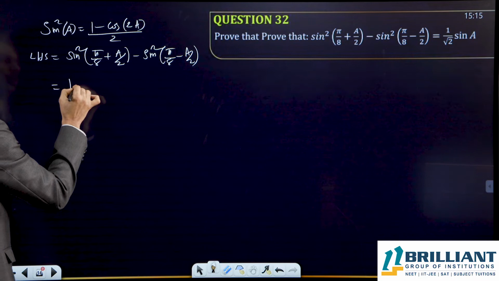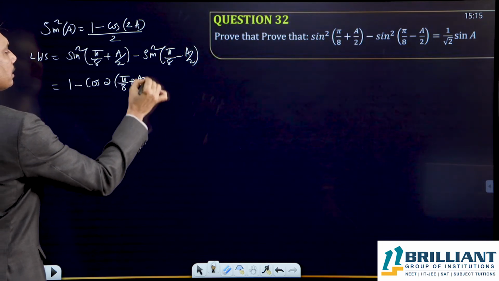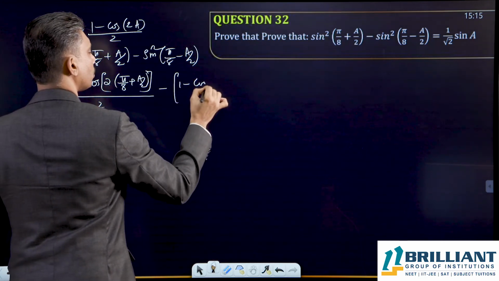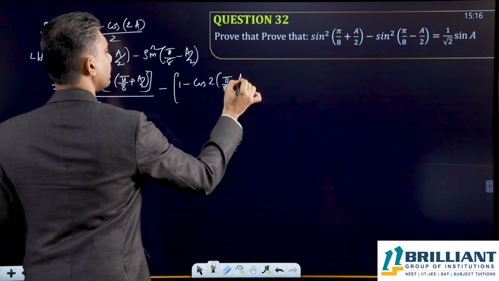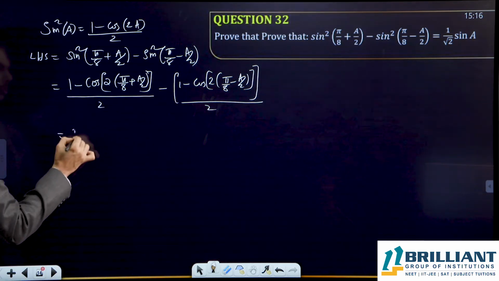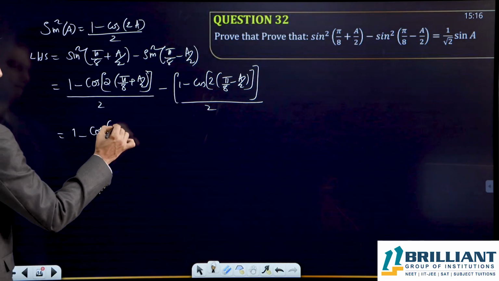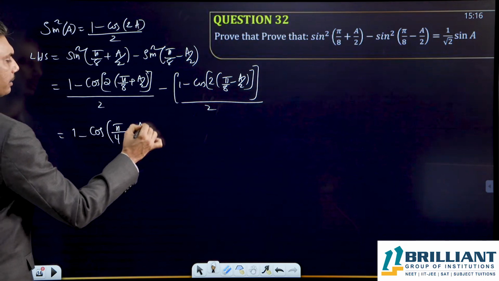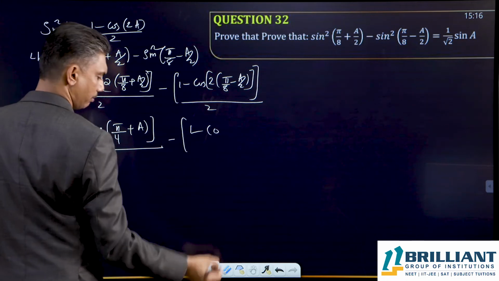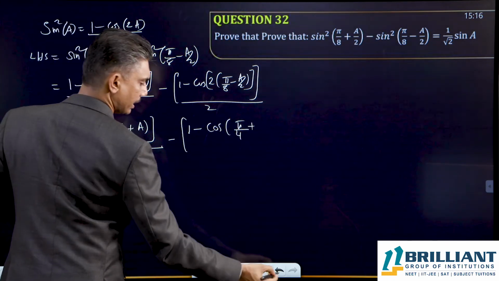So, this is equal to 1 minus cos 2 into pi by 8 plus a by 2, minus 1 minus cos 2 into pi by 8 minus a by 2, by 2. This is equal to 1 minus cos pi by 4 plus a by 2 minus 1 minus cos pi by 4 minus a.